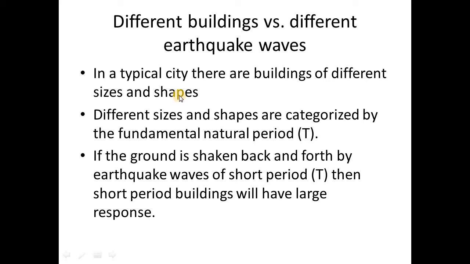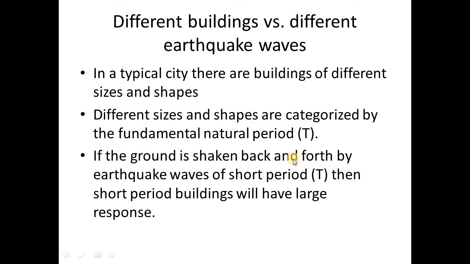rigid or flexible. When you have a rigid building, based on your intuition, you would know that its fundamental natural period is short. When you see a tall building or a thin or slender building, you would know that that structure is flexible, and the fundamental natural period would be long. So different sizes and shapes are categorized by the fundamental natural period, which means we have different fundamental natural periods based on sizes and shapes and other factors as well.